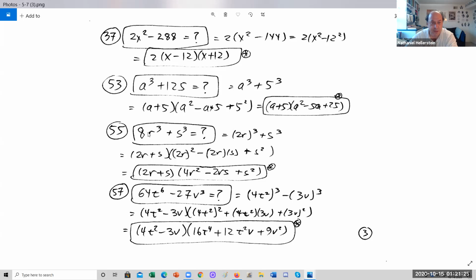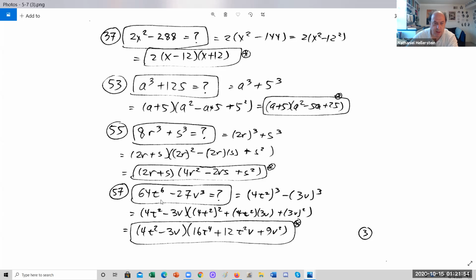Similar deal: 8r cubed plus s cubed. 8r cubed is the cube of 2r, plus s cubed. So okay, the sum is 2r plus s here, and then square minus product plus square. And again, you have to work this out. So it's 2r plus s times this: the first square, of 2r, is 4r squared. This term here is minus 2rs. This term here is s squared.